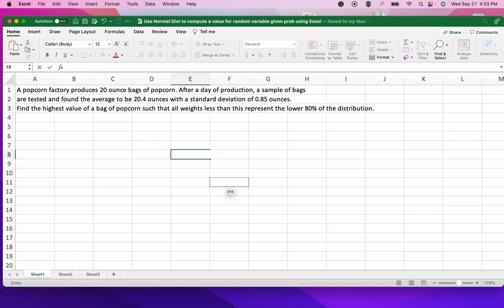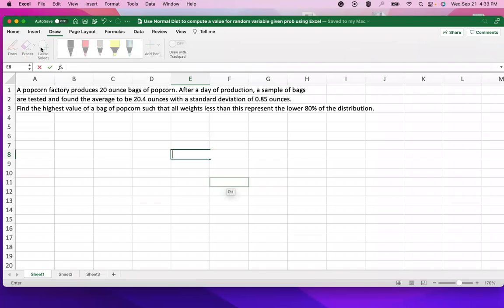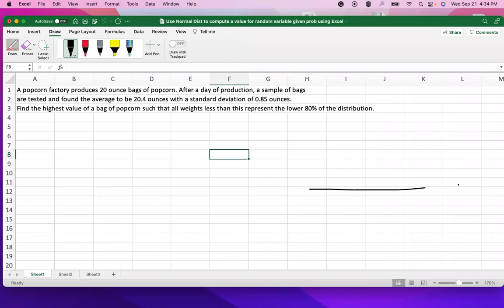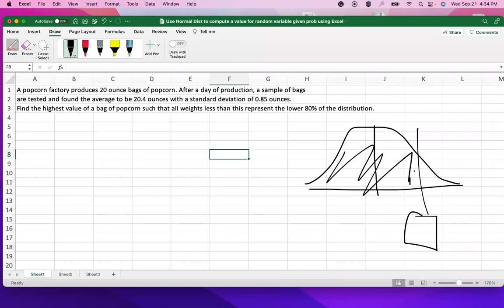Find the highest value of a bag of popcorn such that all weights less than this represent the lower 80% of the distribution. Now, I'm a visual learner. So when I see this, I kind of want to think about what am I dealing with, right? What does this tell me? So I'm first going to draw a little picture, right? Thinking about if I just have myself a normal distribution and 80% less. So 50% is in the middle. So 80% is going to be over here. So I want this value that represents all of this, right? What is this value?